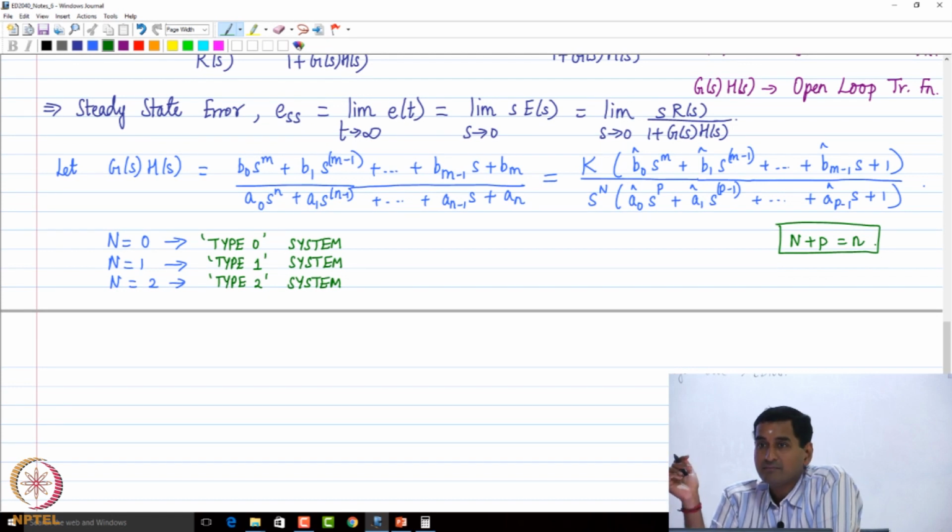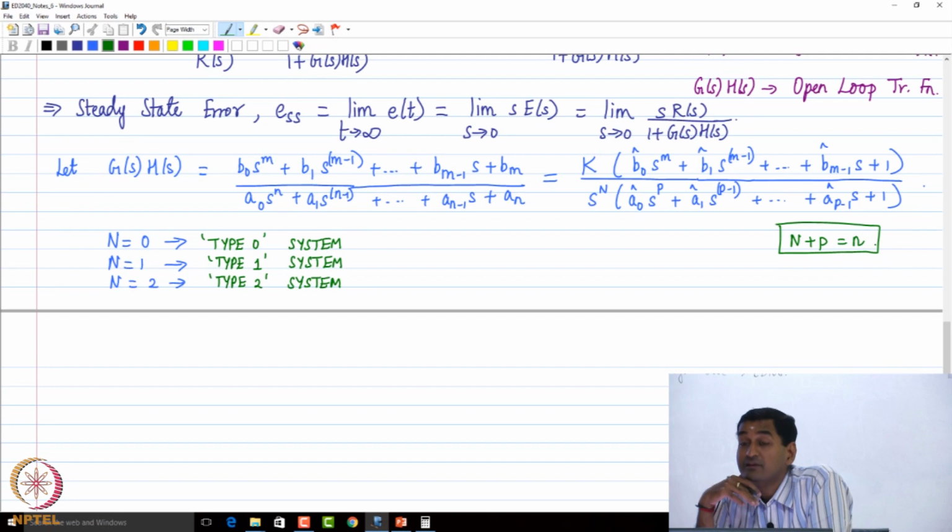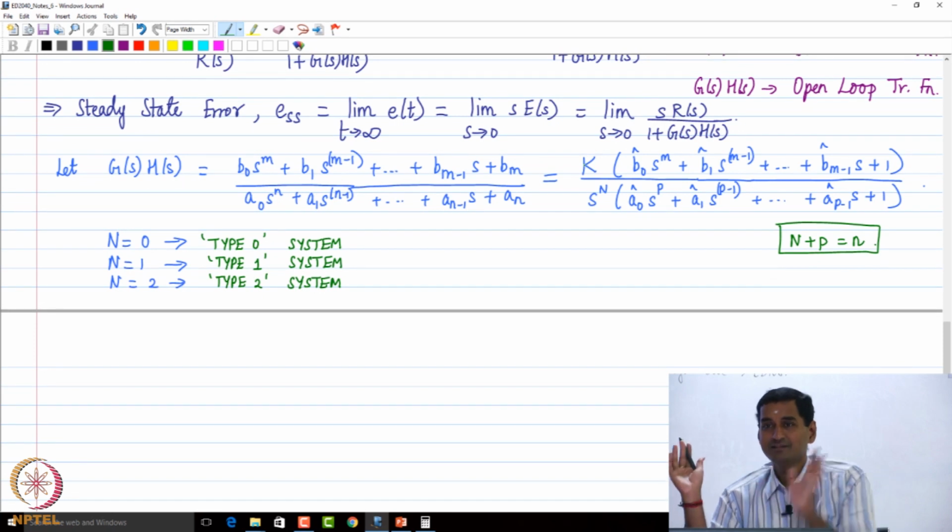Sir, what about the negative values of P? We'll have P minus N also, because we are taking S to the power N. If I have a factor like S, only if I have a root at 0, I am pulling it out, that's it. Other terms will remain like this.